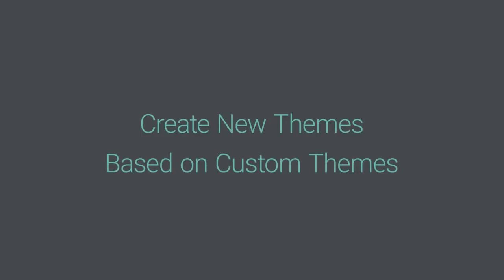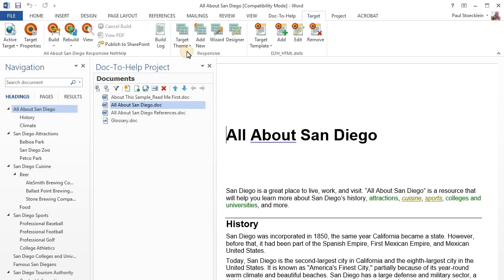Another new feature in this release is the creation of new themes based on custom themes. Previously, you could create a new theme based only on a predefined theme, but now you can do this based on custom themes that you previously added. This can be very useful if you have a custom theme where you've already made lots of changes and you want to create a new theme that's much like the one you customized, instead of starting all over with a predefined theme.